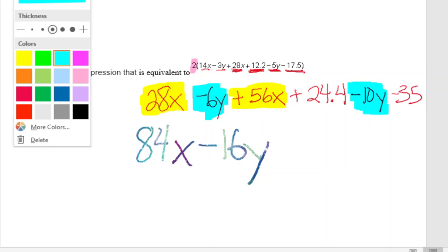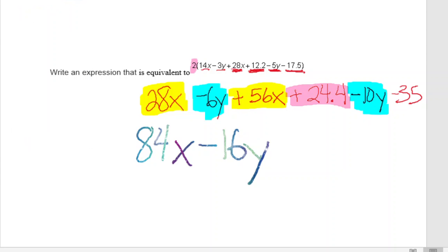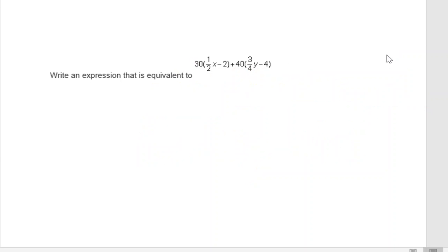And again, you want to pay close attention to that constant is positive and that constant is negative. So when you're adding a positive and a negative, it is subtract and take the sign of the larger number. So 35 minus 24.4 is 10.6. And our larger absolute value is negative, so the 10.6 is negative, so minus 10.6. Now we have an expression where we have expanded and simplified by combining like terms.